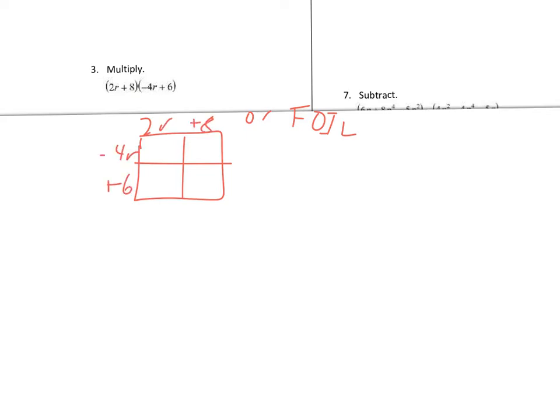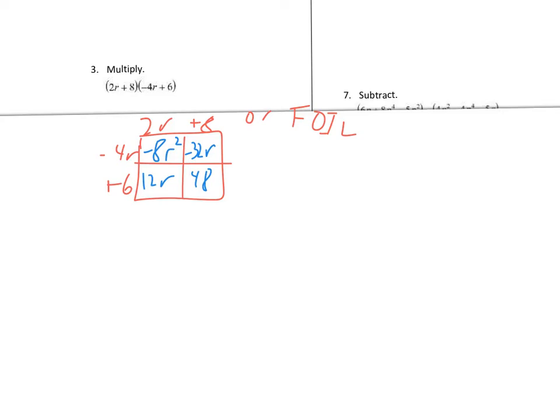All right, next up, we're going to multiply these two together. You can use FOIL for this, first, outer, inner, last, or you can do the box. So I'll go ahead and do the box here, 2r plus 8, and then negative 4r plus 6. So we're just going to multiply the big numbers, but then add the exponents. Multiply the big numbers, and then add the exponents, and then multiply the big numbers, and then there are no exponents.